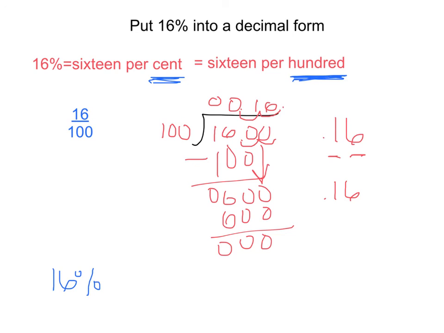16% can be written as 16 over 100, or 16 hundredths with our decimal place right in front.